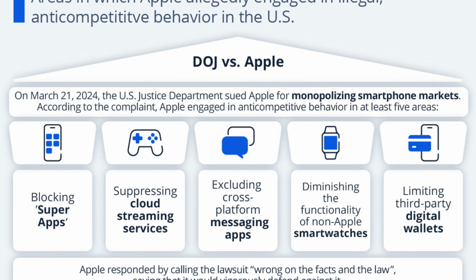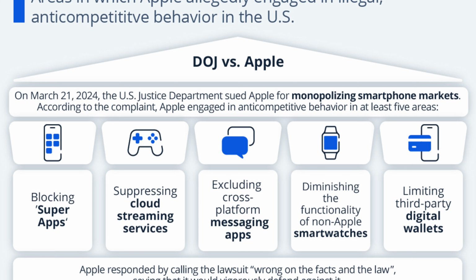Five main points that the DOJ is bringing against Apple. And I'm gonna put it up on the screen right now so that you can see real quickly. And I'm just gonna briefly run through them with my thoughts as of right now, before any evidence has been presented or anything else has been shown to the public besides what the DOJ has put in the complaint as its allegations. There's five main points: blocking super apps, suppressing cloud streaming services, excluding cross-platform messaging apps, diminishing the functionality of non-Apple smartwatches, and limiting third-party digital wallets.